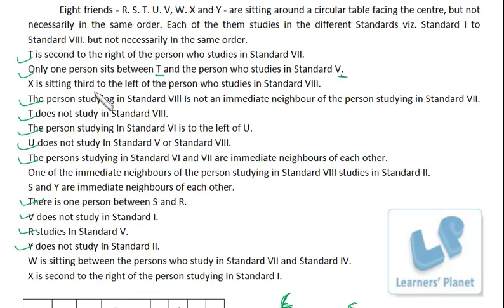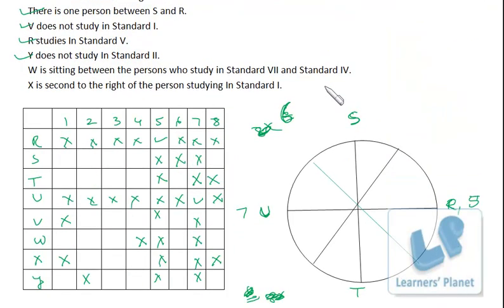Now X is sitting third to the left of the person who studies in standard 8. X and standard 8. Third to the left of standard 8. Now 8 is not here, not here, not here. Suppose 8 is here, then X must be 1, 2, 3 over here. If 8 is here, then 1, 2, 3, it's here. So it's T over here. So this is the right combination, just one choice for S for 8 and X.